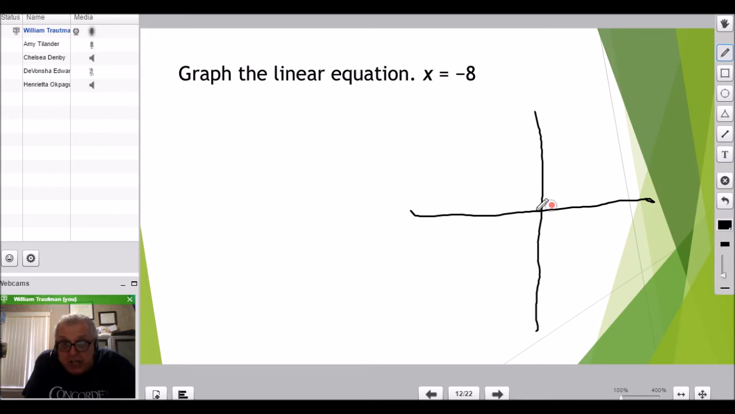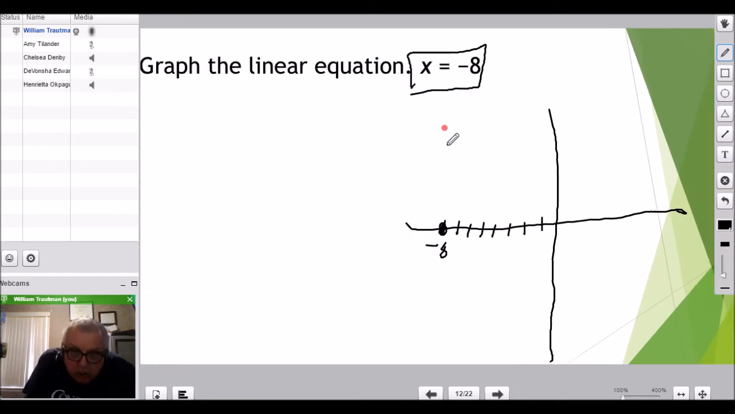Go to -8. Here's x -8. 4, 5, 6, 7, 8. This is x -8. Put a dot there, and then you have to draw a line. But it has to go through the only x it can go through, which is -8. So the only way you can draw this line is vertical. If you draw it horizontally, it's going through more x's. So it's a vertical line. X equals is a vertical line.